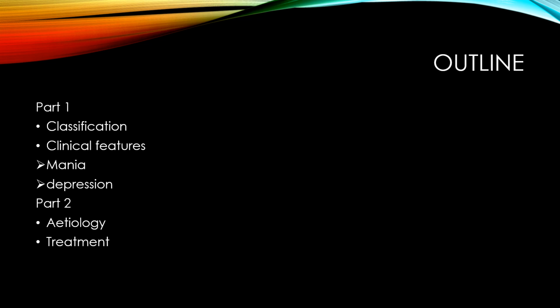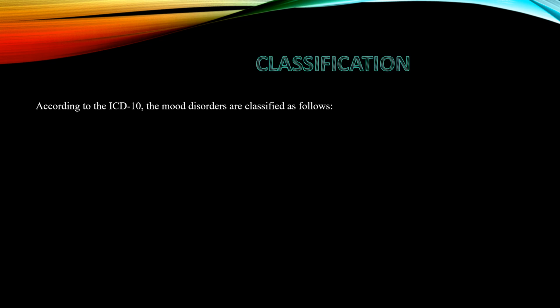These are two opposite poles, and like one of my professors used to say, this is a disorder in which there's kabhi khushi, kabhi gum. So gum is your depression and khushi is your mania. Etiology and treatment we will cover in the next lecture because it's a very big topic. So let's start with the classification.